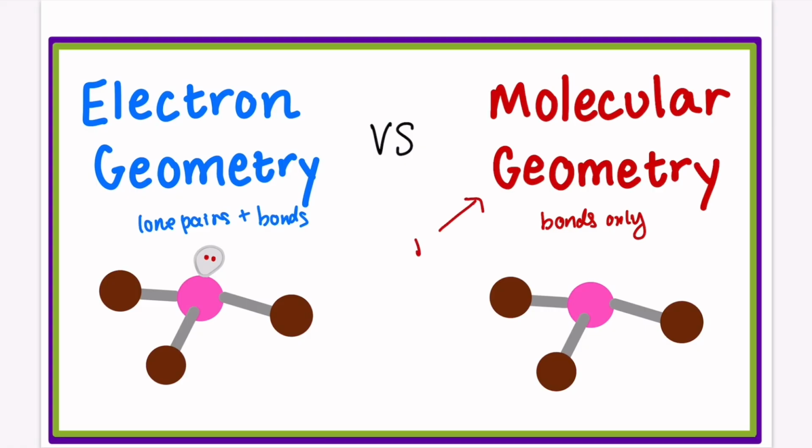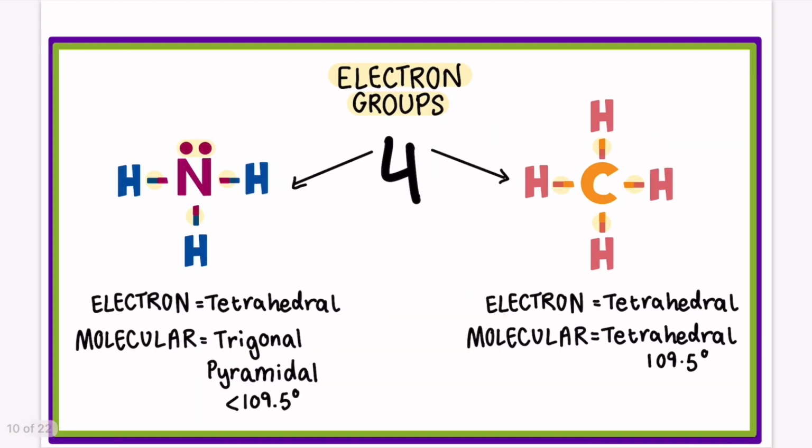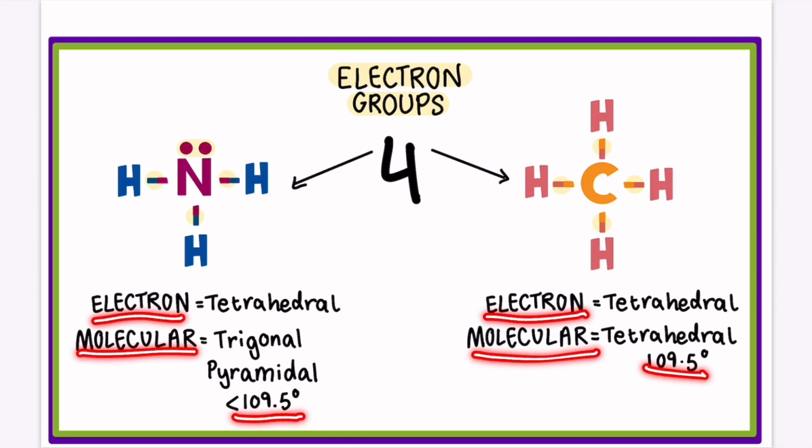Additionally, bond angle is a characteristic of molecular geometry. You'll see what I mean later. So why is this important to know? Well, two molecules could have the same number of electron groups or electron-dense regions. They could also have the same electron geometries, but very different molecular geometries, which results in a slightly different bond angle as well, all by including or ignoring the lone pairs.